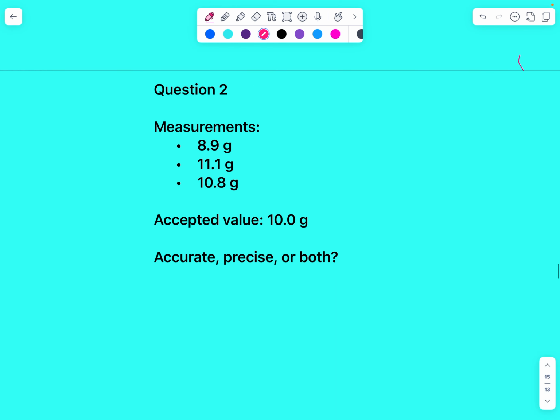Next problem. Measurements: 8.9 grams, 11.1 grams, 10.8 grams. The accepted value is 10 grams. Is this accurate, precise, or both?